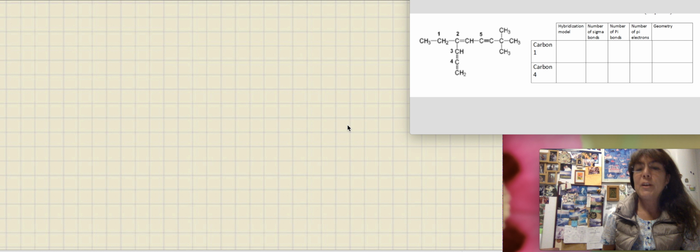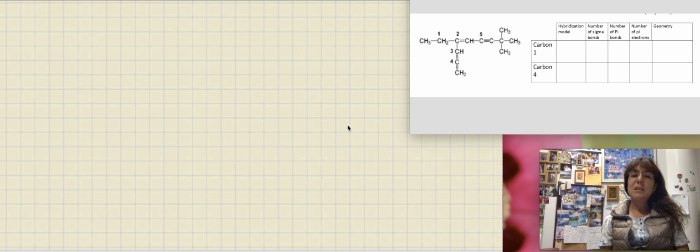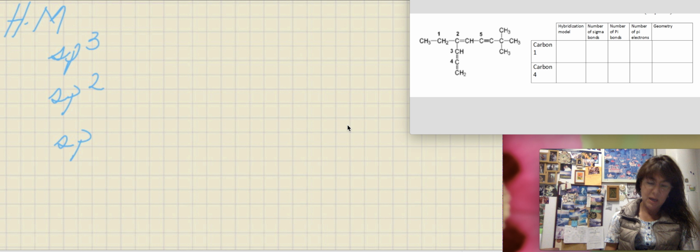Okay, once again we're here, this time solving the exercise related to the hybridization model. First of all, as a review, we have three types of hybridization models. Either you're thinking of it as sp3, sp2, or an sp hybridization.